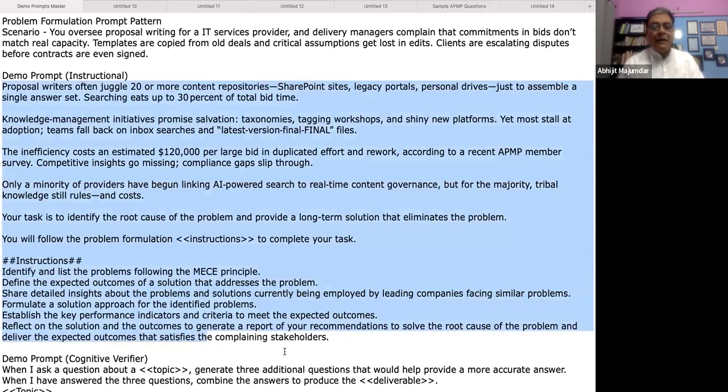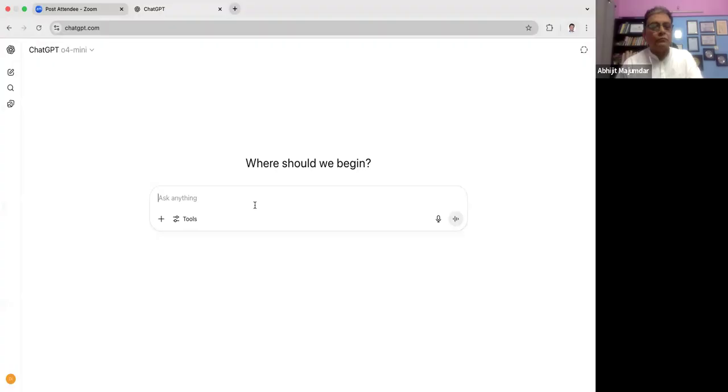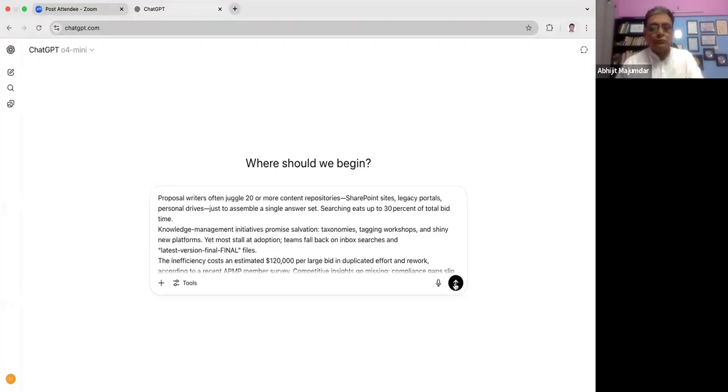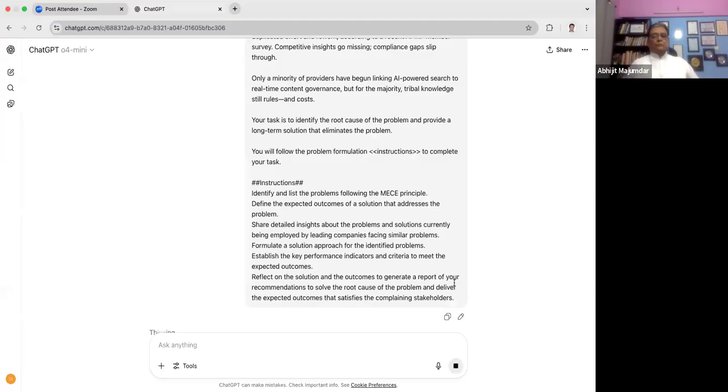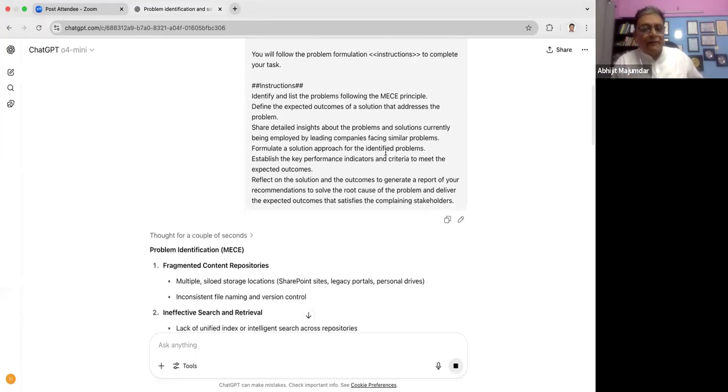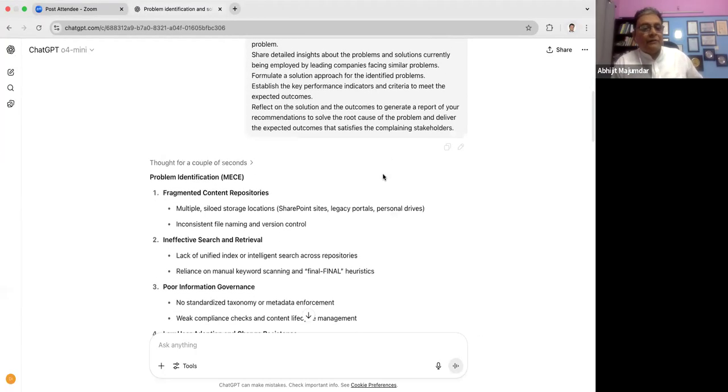So basically, I have a very vague sort of idea of the problem. I am now trying to find out not only the problem, I am trying to find out the root cause of the problem, and I am also trying to find out the solution of the problem. And I am making it follow my instruction. This is basically how you program a prompt. This is basically following your instructions in the program.